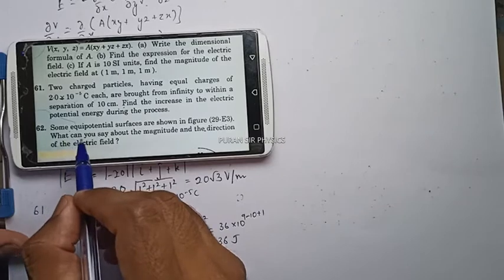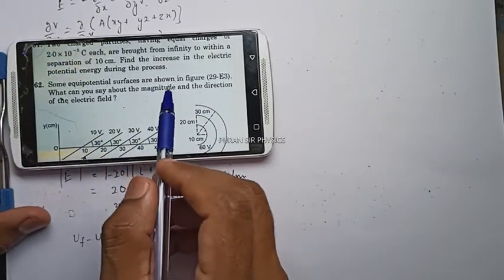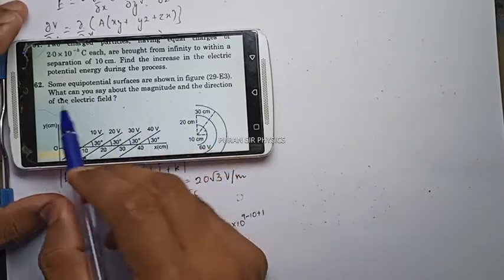In question number 62, some equipotential surfaces are shown in the figure. What can you say about the magnitude and the direction of electric field?